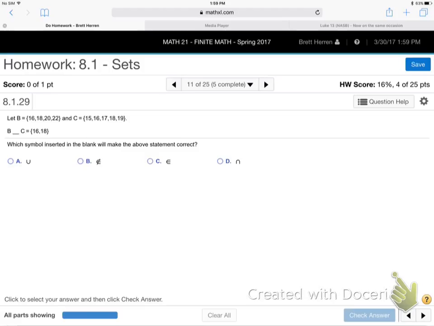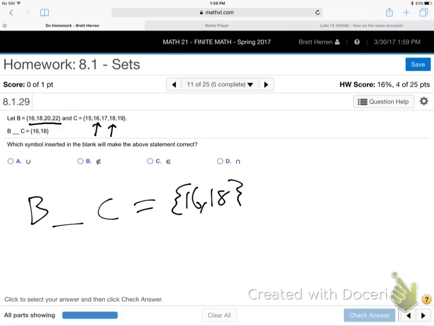All right, so we got B: 16, 18, 20, 22. Are all those in C? There's 16, there's 18, but 20 and 22 are not in there. They're saying B something C, and the answer came out to just be 16 and 18. Notice 16 and 18 are in both sets. 16 and 18 are in B and in C.